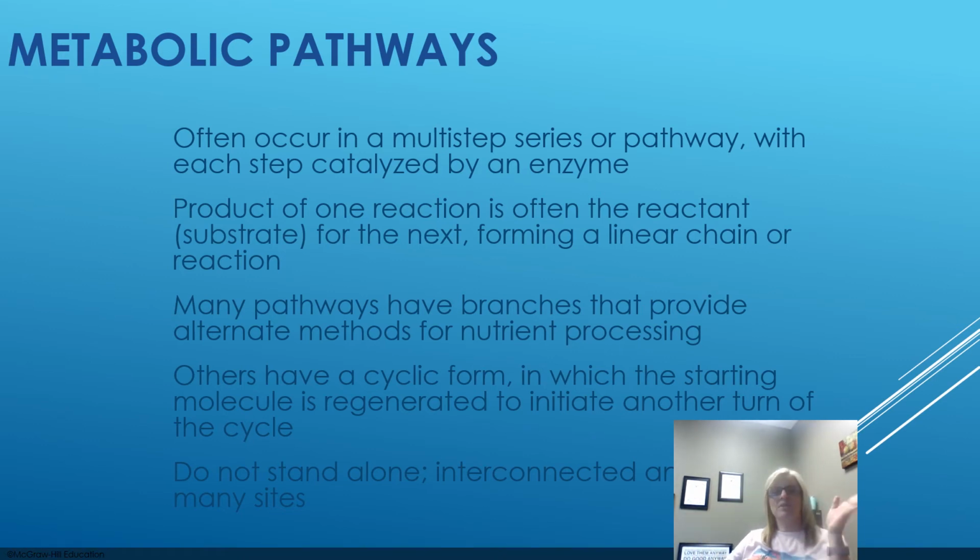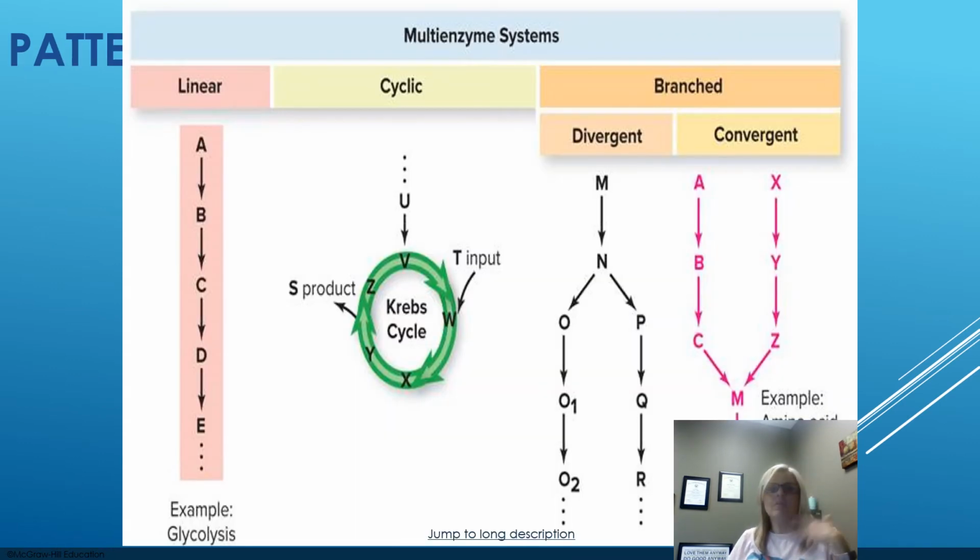So a lot of pathways actually have branches that give alternative methods for nutrient processing. Some have a more cyclic form in which the starting molecule is regenerated to initiate another turn of the cycle, but they hardly ever stand alone, okay? And they can actually merge at many different sites. So here are some examples. Metabolic reactions occur in multi-step series or pathways, each step catalyzed by a different enzyme, okay? And you can see this shown here.